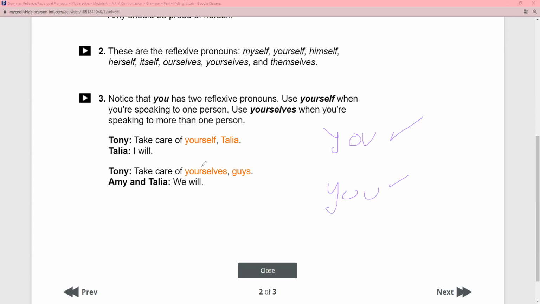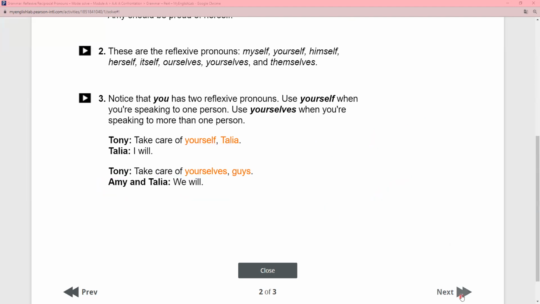In this case, we have the first one, yourself, that is for singular, and the plural is yourselves. So notice the context, because it's going to help us determine which one is for what. You use yourself when you're speaking to one person, singular, and yourselves when you're speaking to more than one person, plural.